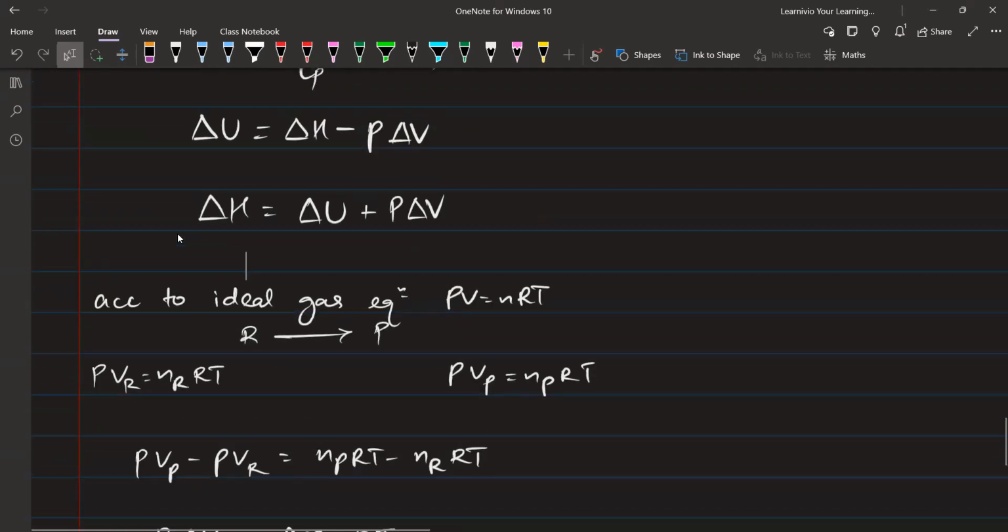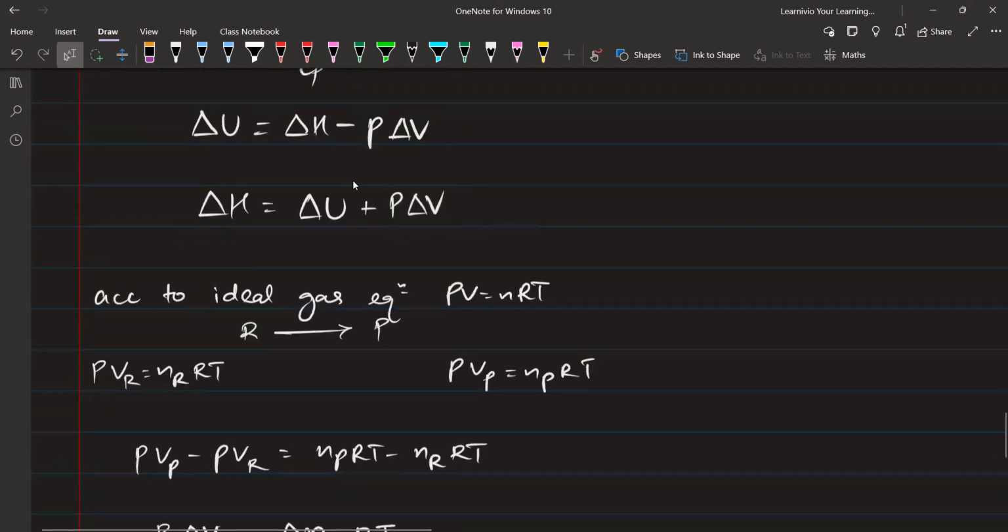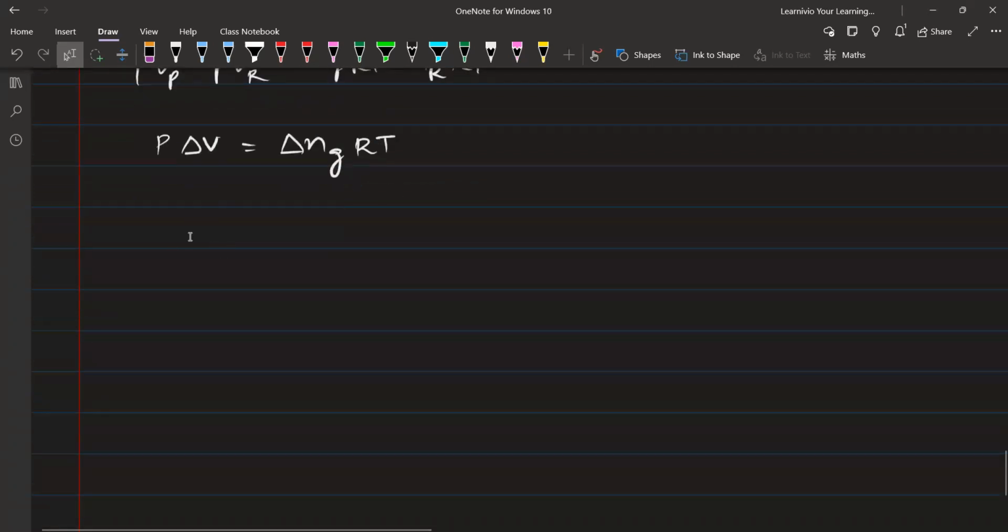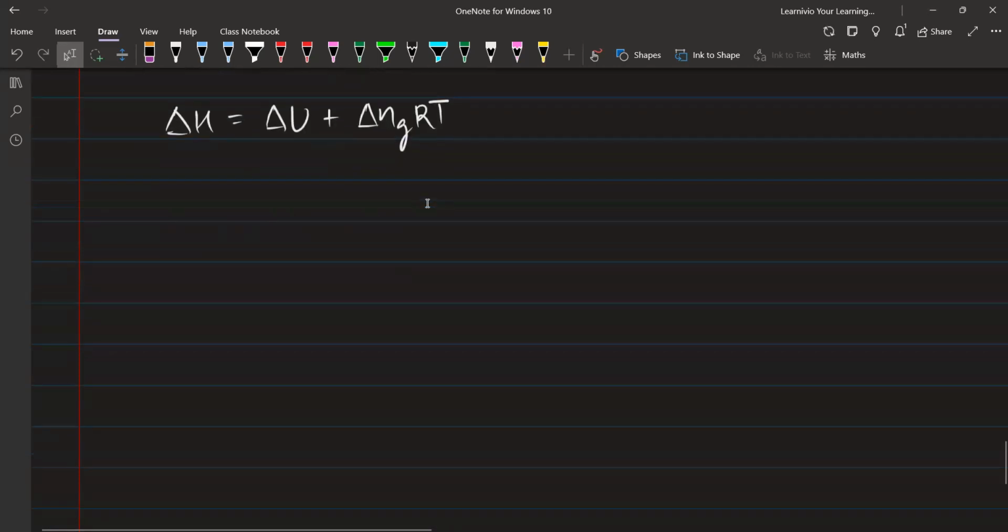Okay. So instead of P delta V I can write, see, here there is P delta V, so instead of P delta V I can write delta NG RT. So please see, the equation will become delta H is equal to delta U plus delta NG RT. Now listen carefully, what is the meaning of each of these words? Please don't write anything, try to understand. Delta H is equal to delta U plus delta NG RT. Okay?